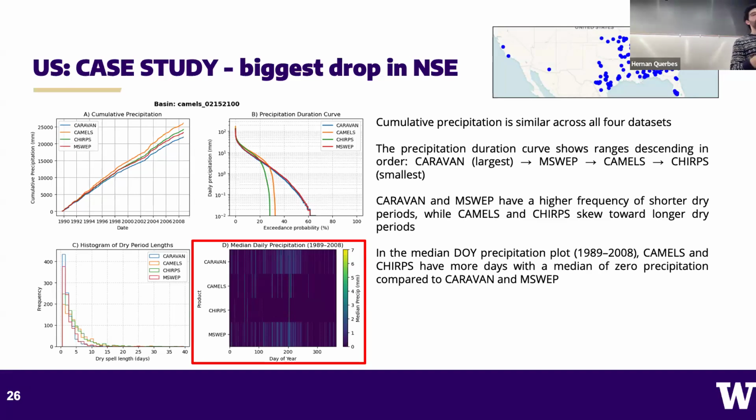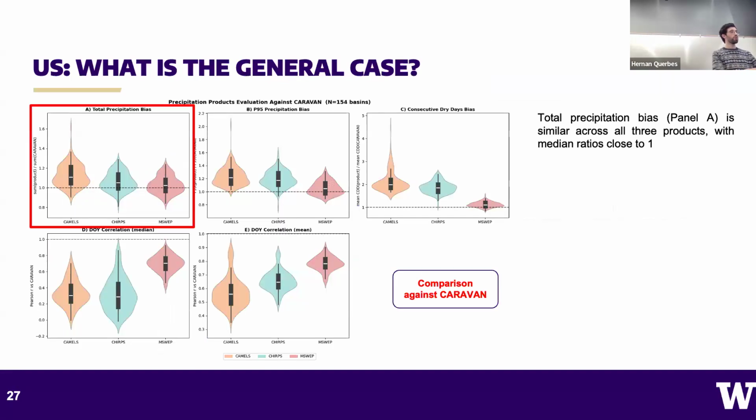So this is a specific case study, but what happens when we switch to the general case for the US? So here we see CAMELS in orange, CHIRPS in red, and MSWEP in red.